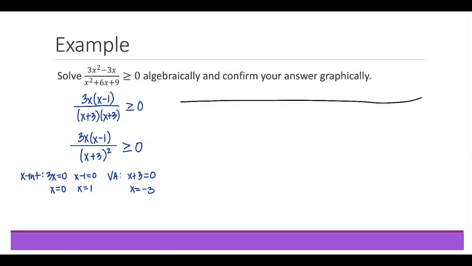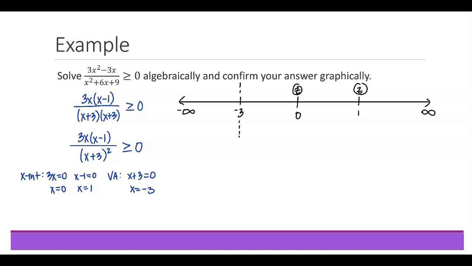Then I go ahead and construct my number line. So from negative infinity to infinity. And I'm going to go ahead and mark these key values. So negative 3, which was a vertical asymptote, 0, which is a 0 or x-intercept, and then 1, which is also a 0 or x-intercept. Let's pick some test points. So we'll pick negative 4, negative 1, we'll have to pick a half, and then 2.